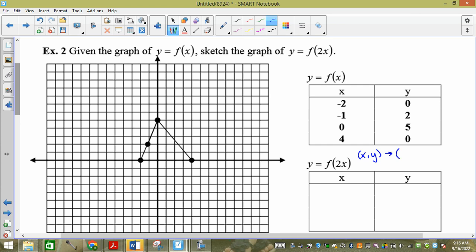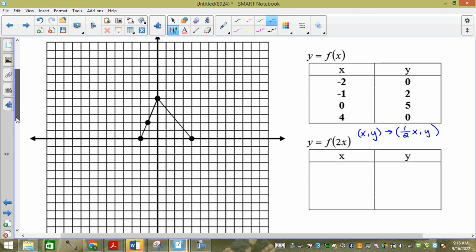You can do it like this, or you can do it x over 2. It's the same thing. But it's flipping because I'm going from equation to mapping. So equation to mapping, equation to words.